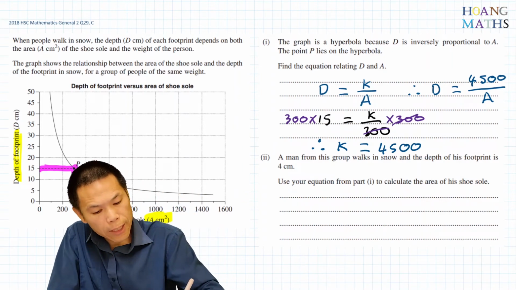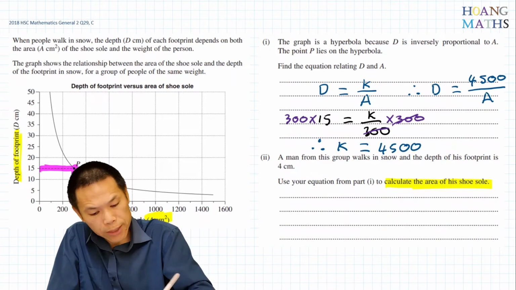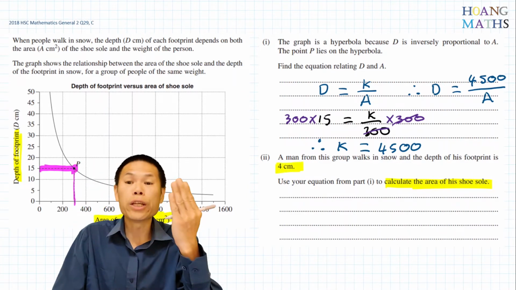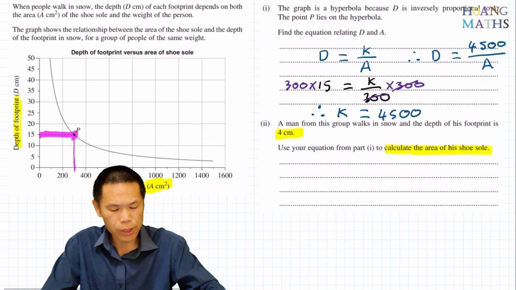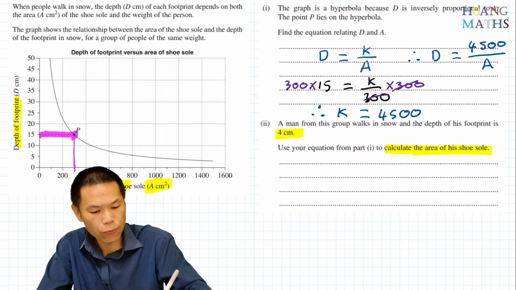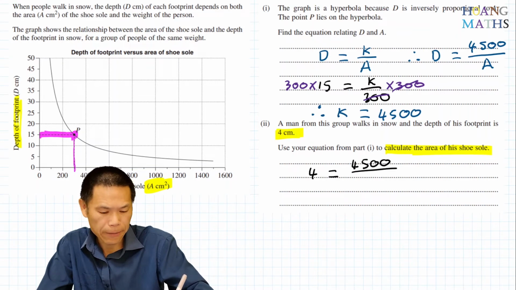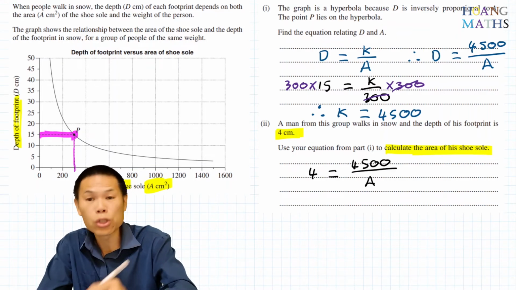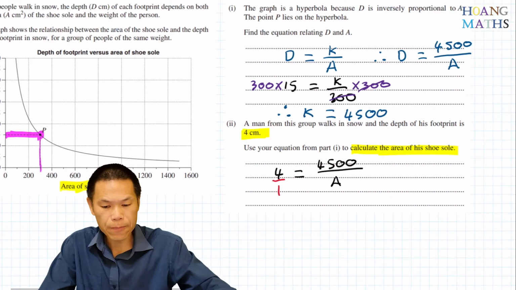So part 2. We need to calculate the area, given that the footprint depth is 4 centimeters. In other words, D is 4. Now we just substitute in. When D is equal to 4, we put 4 is equal to 4,500 over A. Then we do a cross multiply. 4 is just like 4 over 1.